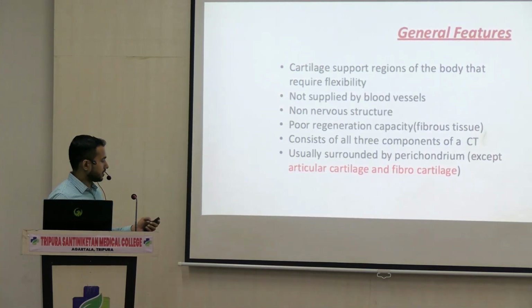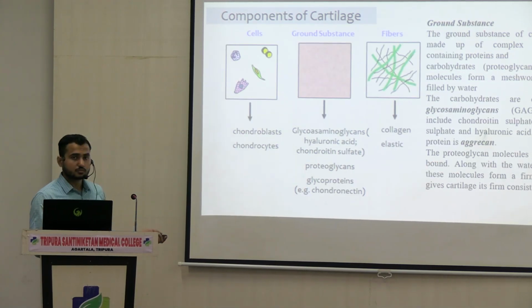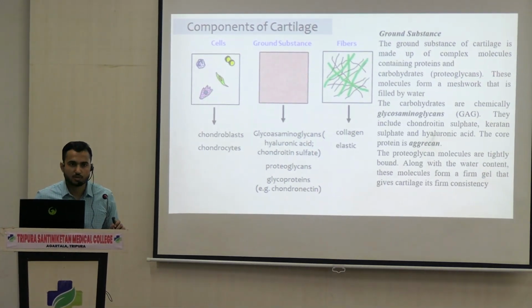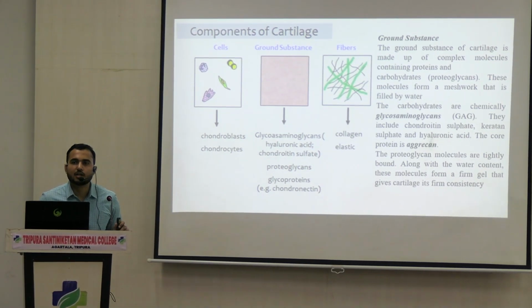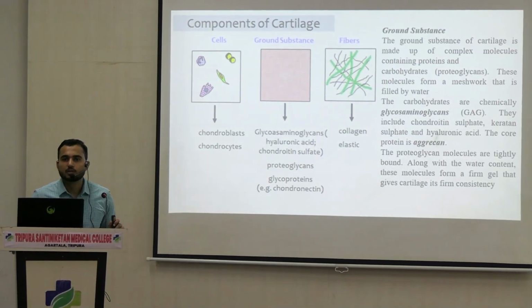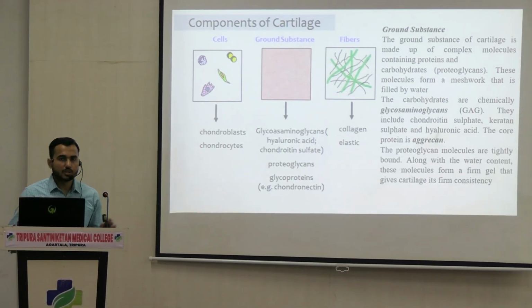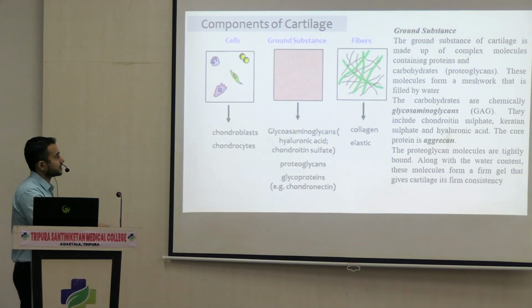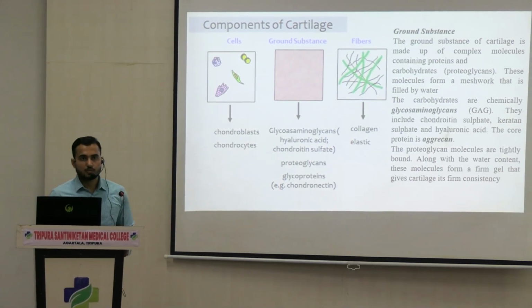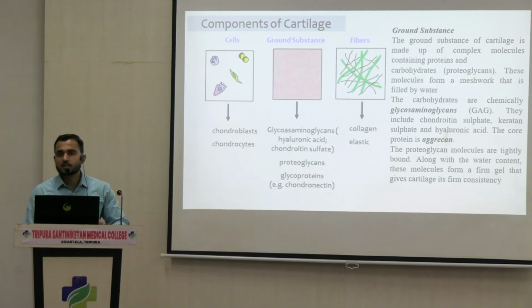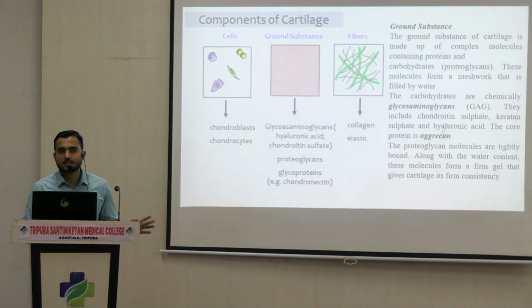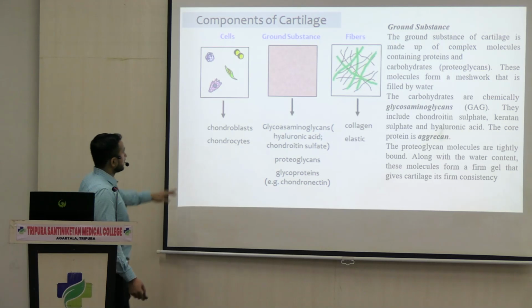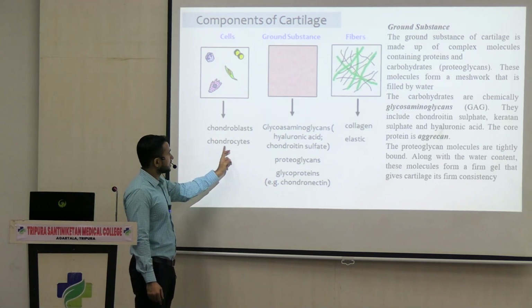Next, components of the cartilage. So cartilage is a specialized connective tissue. So connective tissue का components कितना है? How many components are there? 3 components are there. So here you can see all 3 components. You can see cells, you can see ground substance, and you can see fibers also. Now where is the modification? Modification is in the ground substance. Now here you can see only 2 types of cells are there in cartilage: chondroblasts and chondrocytes.